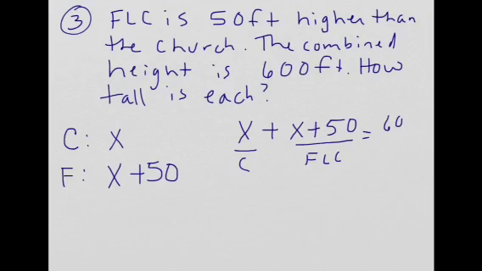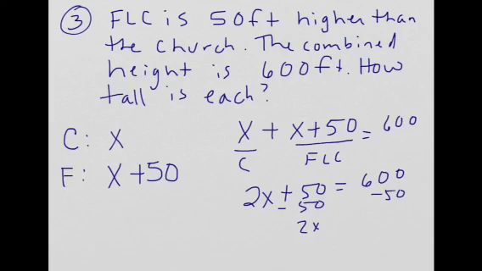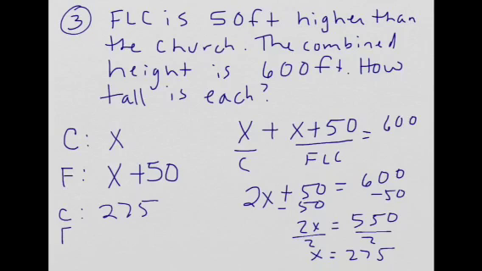that's going to equal 600. So we're going to do 2X plus 50 is equal to 600, minus 50 minus 50, 2x is equal to 550, divide by 2, x is equal to 275. So the church is 275 feet, and the FLC is going to be 275 feet plus 50 feet. So 275 plus 50 is going to be 325 feet.